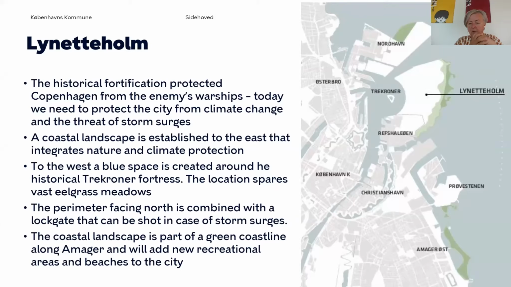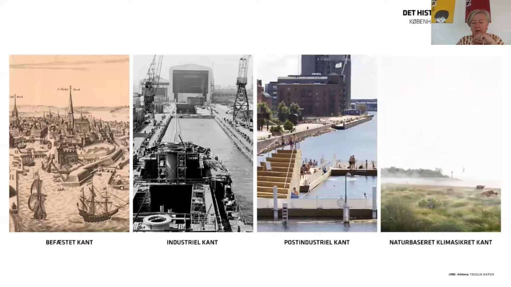On the artificial island, there will be a coastal landscape on the eastern side of the island, and then they will have a blue space around the fortress in the middle of the harbor, also because of environmental concerns, trying to protect nature values, eelgrass meadows, and so on. So it's really going to change the city significantly here. But as I said, it builds on the traditional way of having, I mean, we have the old harbor with the fortified rims around it. We have the industrial part. We have at the moment a very recreative use. And then here we also want to add the nature-based climate-proof rim on the eastern side of the island.